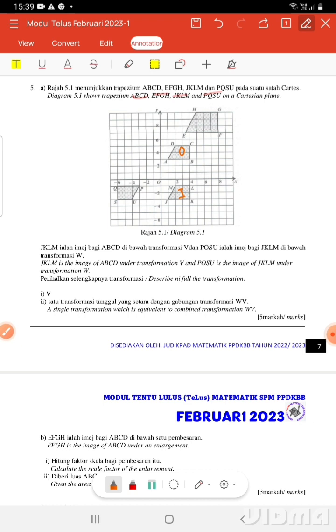V is from the object to the image here. If you see from ABCD to JKLM, you can guess what happened. For your reflection, you must flip like this, right? But for your translation, it is just like this. If you move like this, then like this. So here, what happened is translation.